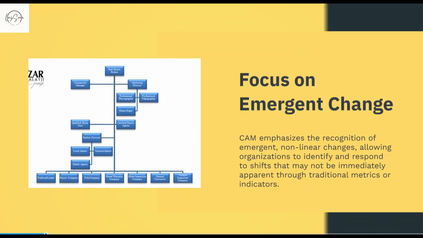Focus on emergent change. CAM emphasizes the recognition of emergent, non-linear changes, allowing organizations to identify and respond to shifts that may not be immediately apparent through traditional metrics or indicators.